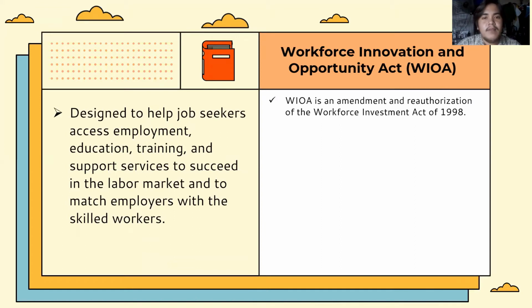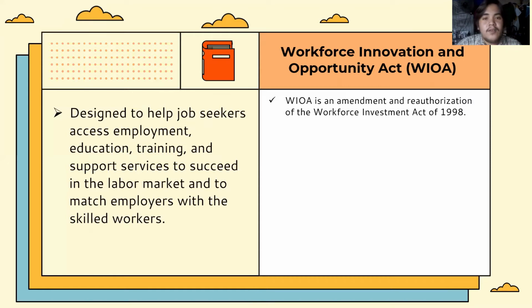WIOA is an amendment and the reauthorization of the Workforce Investment Act of 1998. WIOA received bipartisan support, involving the agreement and cooperation of two political parties that usually oppose each other's policies in Congress, and is the first legislative reform, which is the process of examining existing laws and advocating and implementing changes in the legal system, usually with the aim of enhancing justice or efficiency.